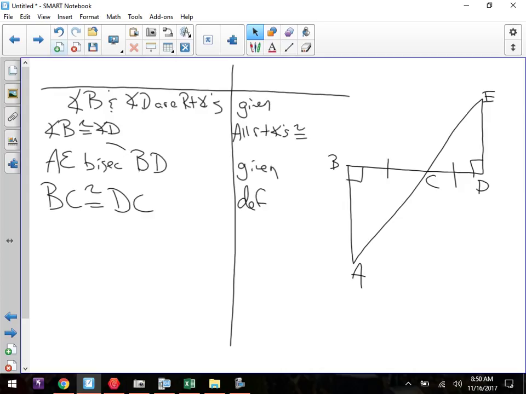Now, whenever you have a bisector, remember you always have to say whether it's a segment or an angle. Wait, what do we have again here? Angle, side, angle. But in order to do that, I have to say that I have vertical angles.